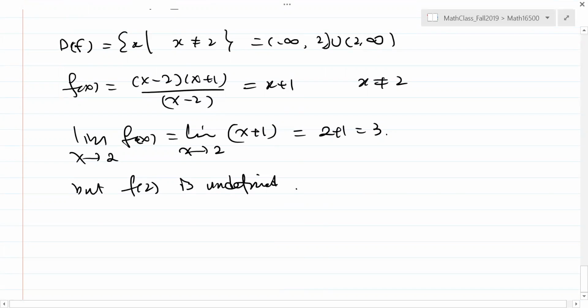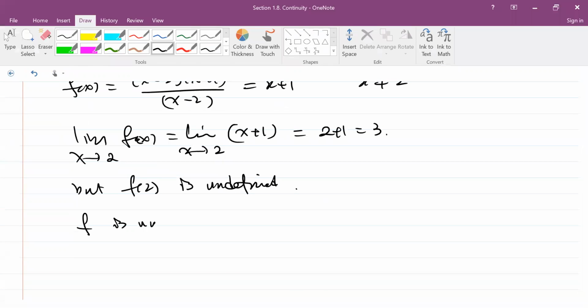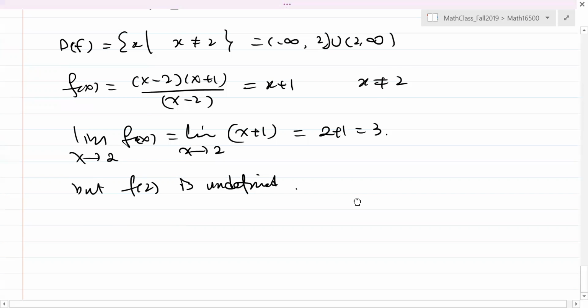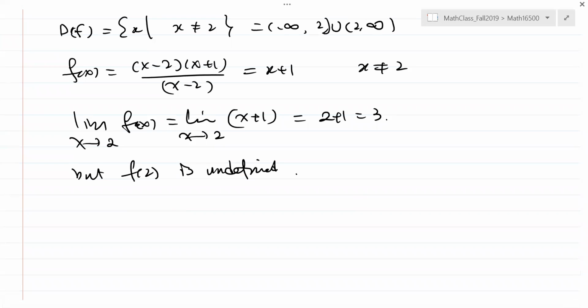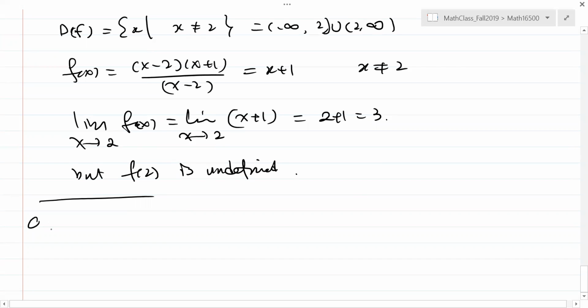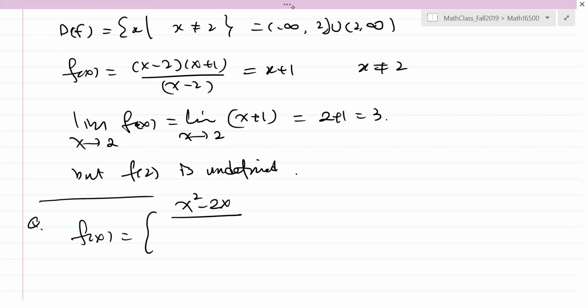In some generalized sense, the function is discontinuous at that point, but it's actually more precise to say f is undefined there. So you cannot say continuous. It's not defined at all. But okay, if I give you another function, here's x squared minus 2x, just minus x.